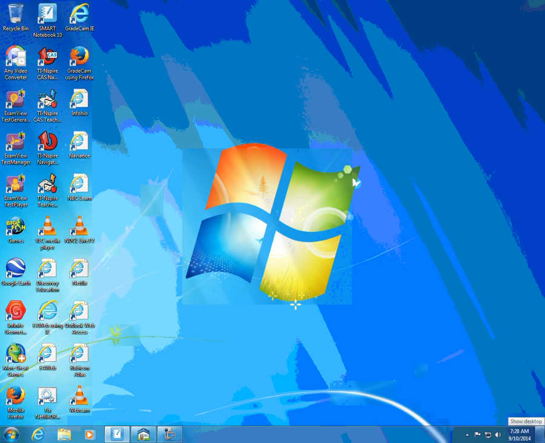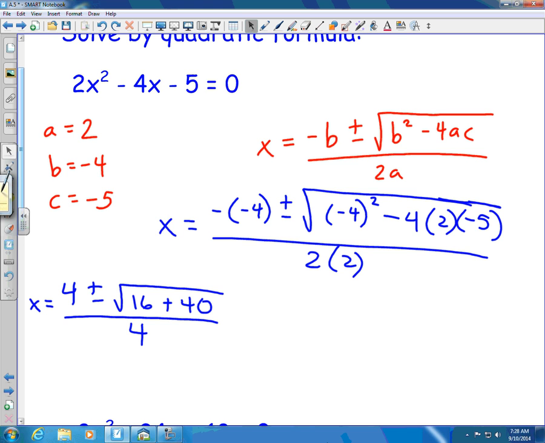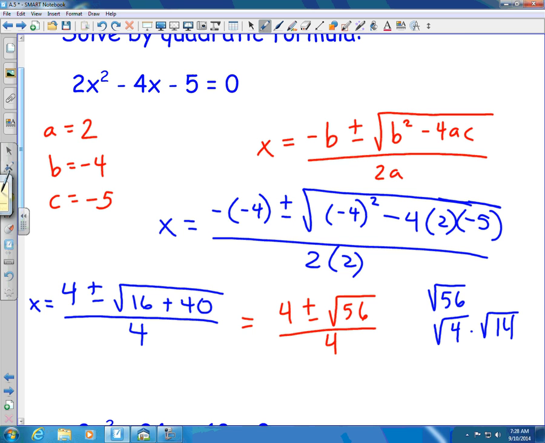But what we can do is write this as 4 plus or minus square root of 56 over 4. And then we could simplify square root of 56. Side note, how do we simplify square root of 56? I believe that is square root of 4 times square root of 14. I think that is right. So we would have 2 times the square root of 14. So that means we really have x equaling 4 plus or minus 2 square root of 14 over 4.